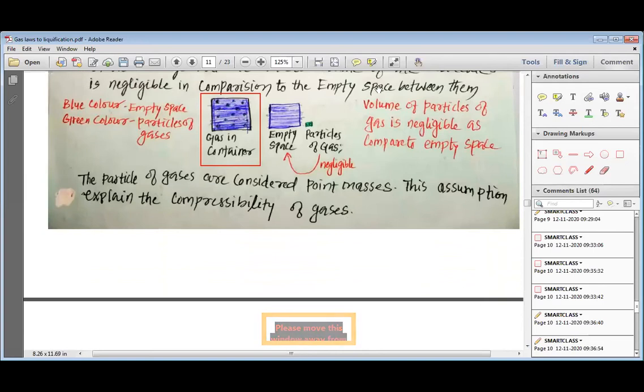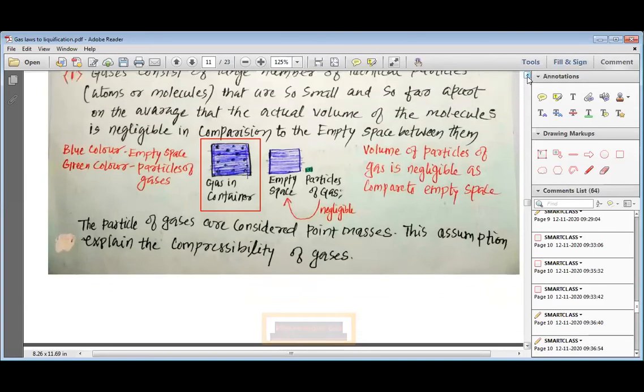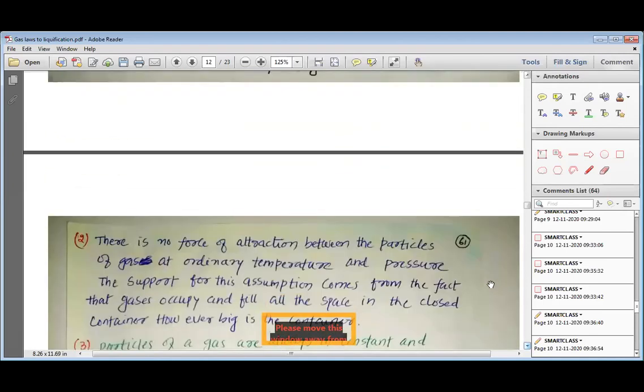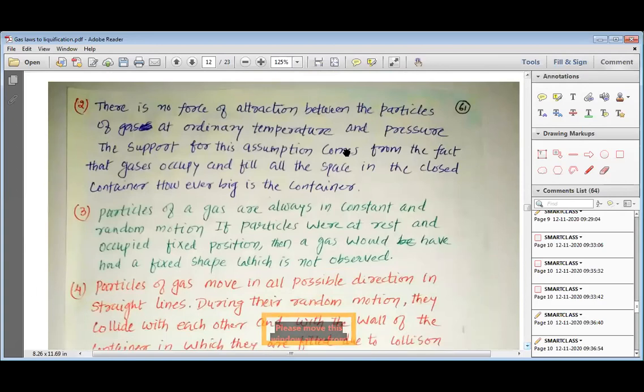compressibility of gases. You know, the particles are like points, so they are very small as compared to the space, and that is why when we apply pressure or when we compress, gases can be compressed and their volume can be decreased, because the empty space among the particles of the molecules is so huge, so big, that we can compress the gases. Then we have the next point.